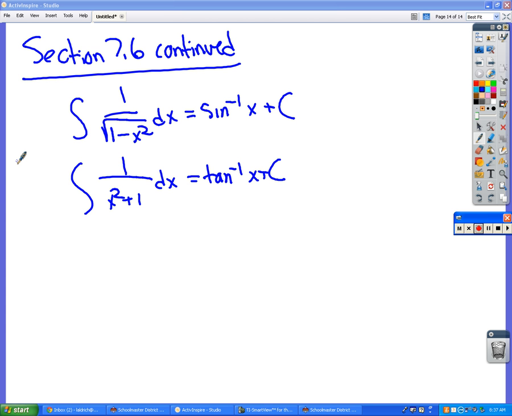So the antiderivative of 1 over the square root of 1 minus x squared is obviously inverse sine, because the derivative of inverse sine is that. And the antiderivative of 1 over x squared plus 1 dx is inverse tangent. We're going the other way now. You don't necessarily have to write it down, you can just translate it the other way around.